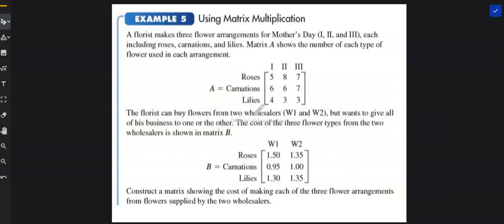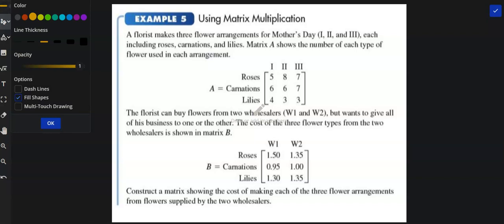Okay, continuing on with these notes. Example 5, what they really are looking for here, they've got the different flower arrangements and the types of flowers, roses, carnations, and lilies. They've got flower arrangement 1, 2, and 3. And then we've got the prices. A florist can buy flowers from 2 different wholesalers, wholesaler 1 and 2, and wants to give all of his business to one or the other, so they're trying to decide between the 2 different wholesalers which one they want to use.